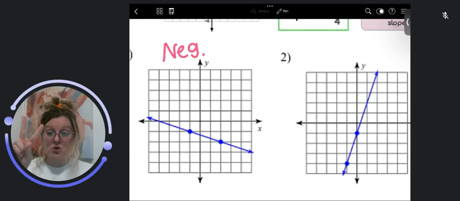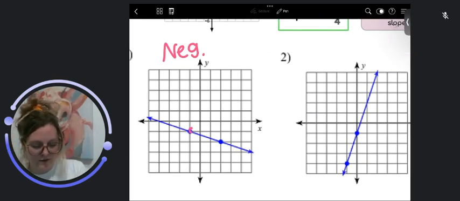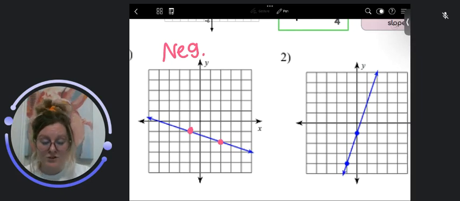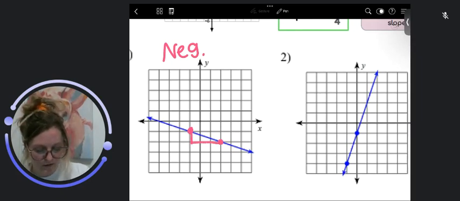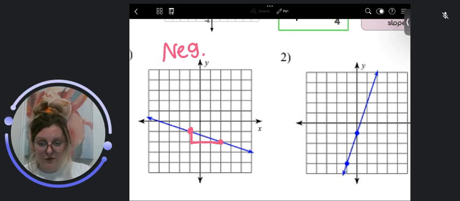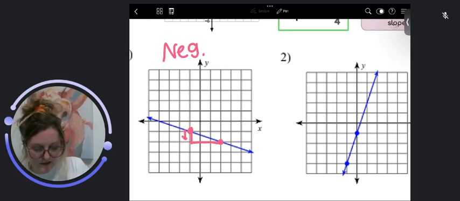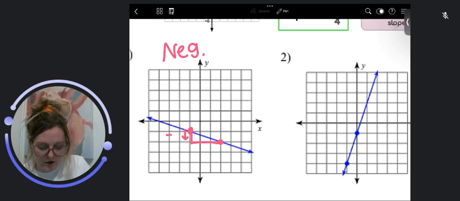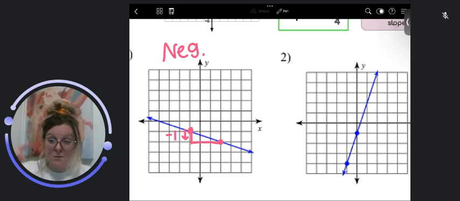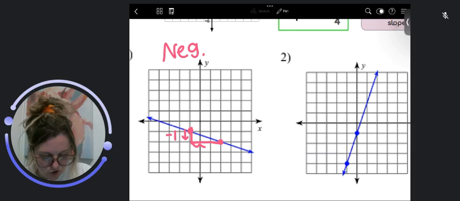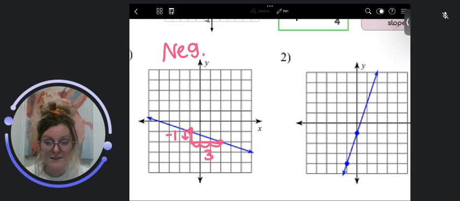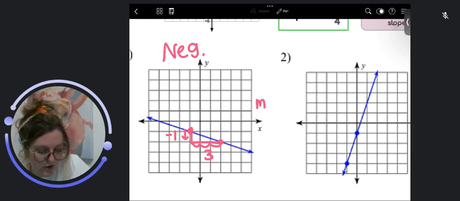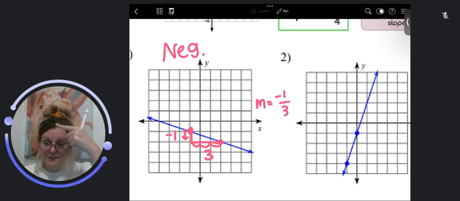We need to pick 2 perfect points on a graph. They have given them to me here. And now I'm going to kind of make a triangle. Okay, we're going to rise first. So I'm rising in the down direction 1. So I'm going to call that -1. And then I am running 1, 2, 3 to the right. So altogether my slope, usually we use M to represent slope, is going to be -1 over 3. My check is that it's a negative slope and I have a negative number, so I'm going to go on.